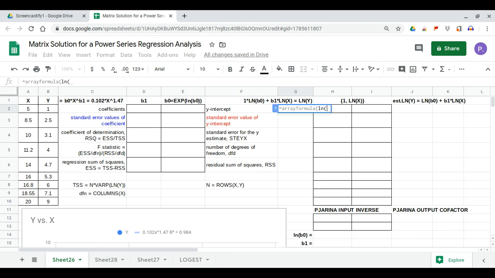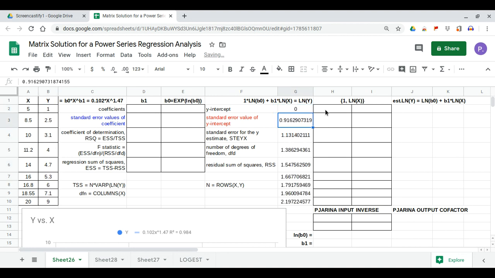Let's begin with the ln y values, which is equal to the ln of the y values. Next, we complete the 1 x matrix, where we have the ln x values, which is the ln of the x values.